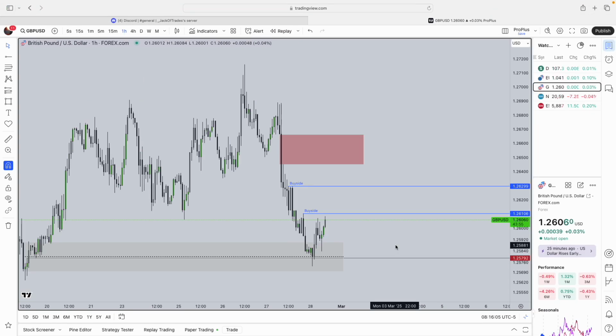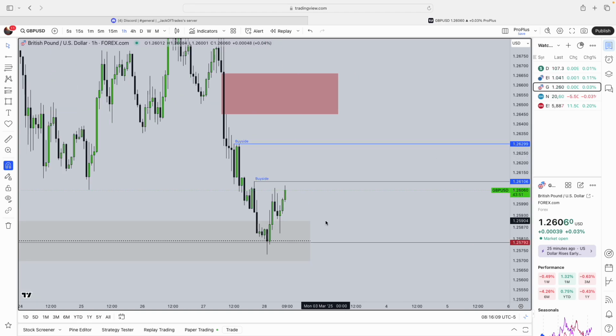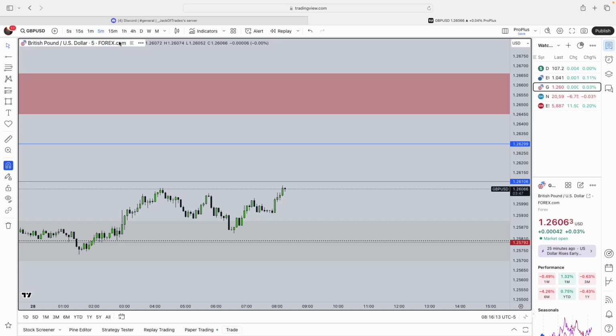Okay, so it's been a couple of hours since I've made the first clip of where I think draw on liquidity is going to be. Still bullish. Take a look at pound.